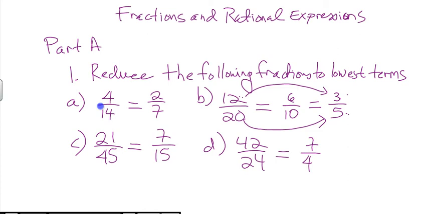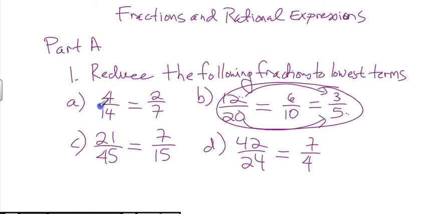Reduce to lowest terms. Now, looking back at this one, you can see that 12 over 20, these are called equivalent fractions, right? 12 over 20 is the same as 6 over 10 is the same as 3 over 5. Why might I want to turn 12 over 20 into 6 over 10 instead of 3 over 5?